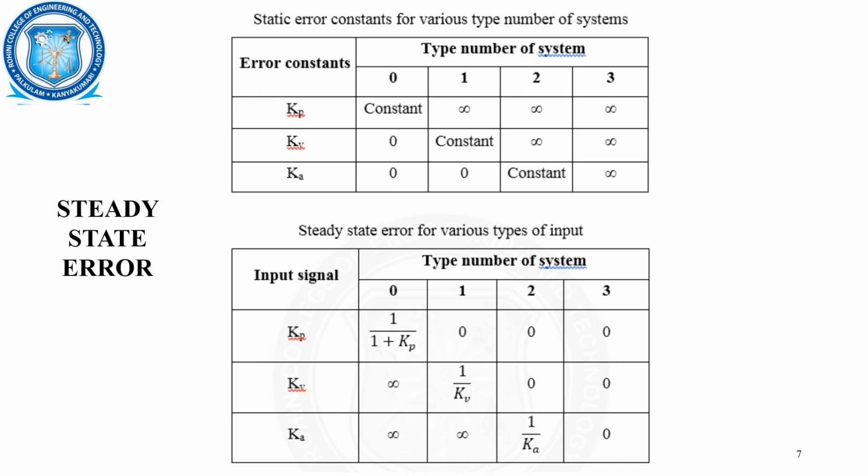In case of the velocity error constant, the steady state error is infinite below type number 1, and above type number 1 it is 0, and at type number 1 it is 1 by Kv. Similarly in the Ka condition, the acceleration error constant, the steady state error is 1 by Ka for a type 2 system, and for the rest, if it is type 0 or type 1 it is infinity, and above type 2 it is 0.